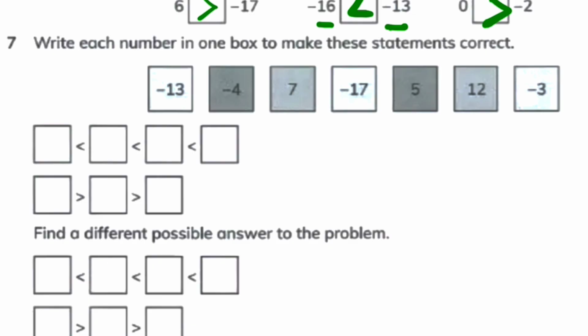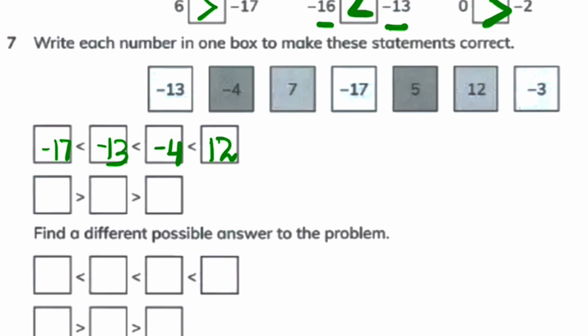Let's start with minus 17. Minus 17 is the smallest number in the given boxes, so I'll write minus 17. After that I choose 12 because it's the greatest number in the given boxes. Now it's easy for me. I can choose any two numbers that are greater than minus 17 but less than 12. Minus 13 and minus 4 were my options.